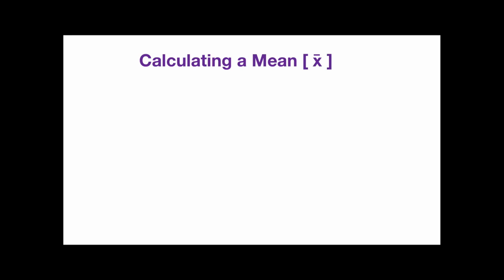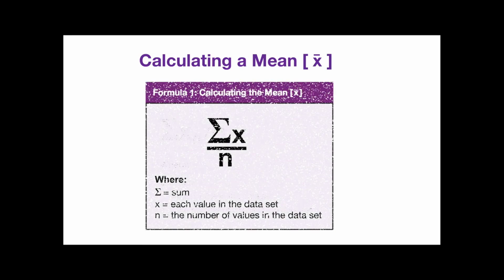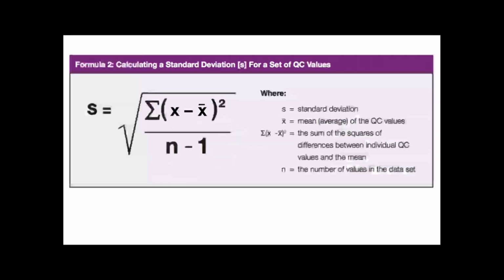So let's go over the different formulas that we will be using in order to determine the reference ranges of the values for our data set. First, for the mean, it's the summation of x over n. And also, we have the standard deviation. So we have here the sum of the squares of the differences between individual QC values and the mean, over n minus 1. The standard deviation also reflects your precision because it could provide the laboratory an estimate of the test's consistency at a specific concentration.